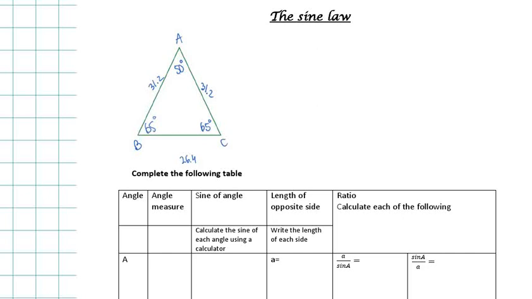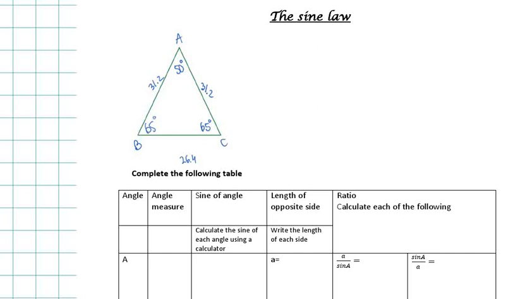The sine law is used when we do not have a right angle triangle. Because when we don't have a right angle triangle, we cannot use the Pythagorean theorem nor SOHCAHTOA. It will be wrong.